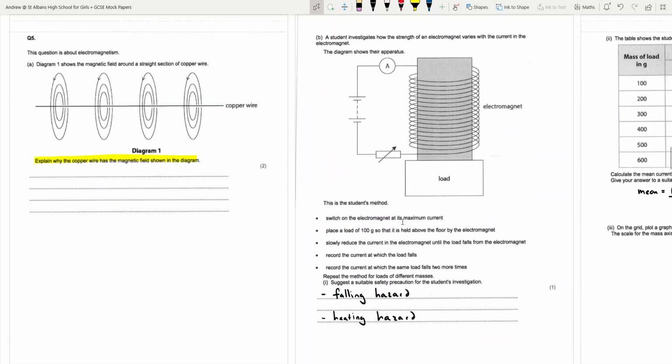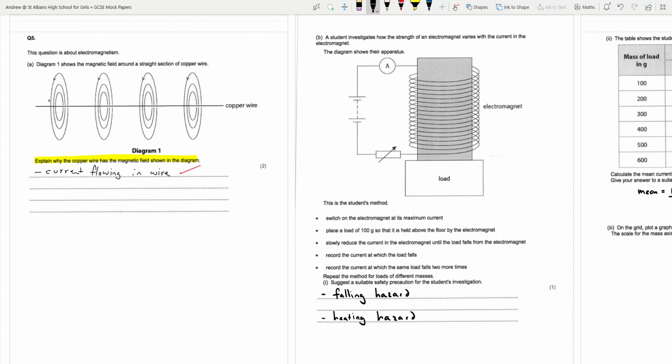Okay, question 5. So one I thought was a bit harder. So here's a magnetic field around a section of copper wire. Explain why the copper wire has the magnetic field shown in the diagram. So our first thing is that what causes the magnetic field? There is a current flowing in wire. That is what is creating the magnetic field, that there is a current. So that's our first mark.